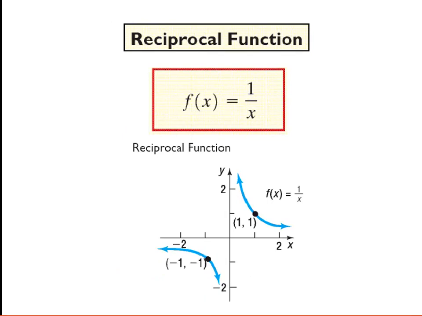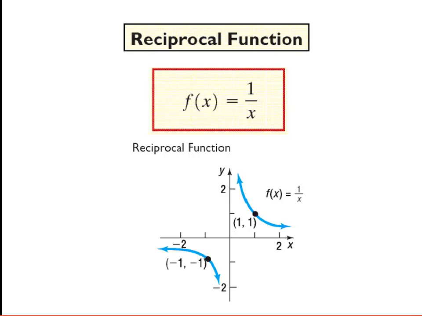Excuse me, and then the last one we look at is the reciprocal function. So the reciprocal function literally is the reciprocal of the x value. So if I pick x equals 2, the reciprocal of that is 1 over 2, or 1/2. So the reciprocal function is defined as 1 over x. And there's the basic shape of that graph.